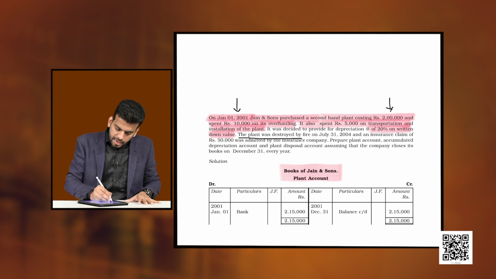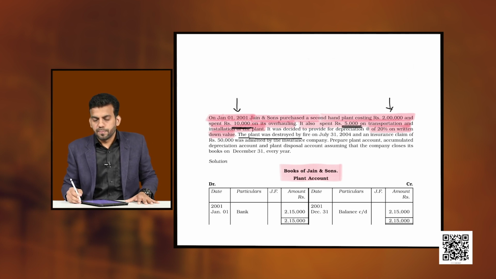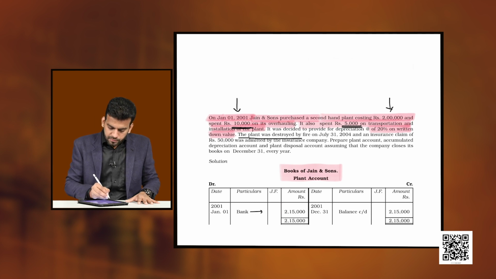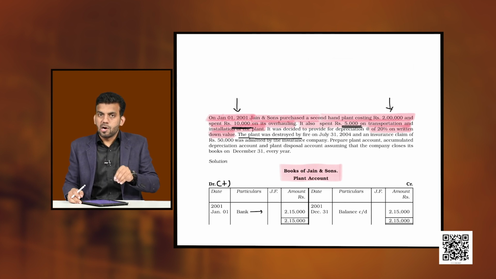So students, focus. We are going to make plant account first, plant and machine account. We bought it for rupees 2 lakh and 15,000 is the direct expense attached to that. 2,15,000 is added in the machine plant account. All the assets increase from the debit side. That's why it is appearing on the debit side of plant account.